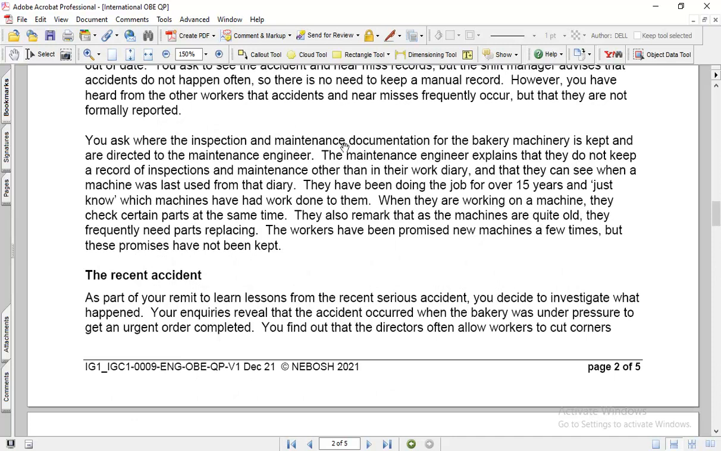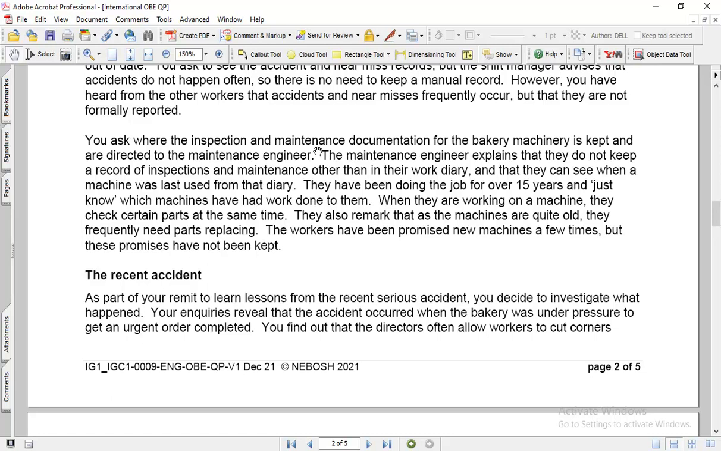You ask where the inspection and maintenance documentation for the bakery machinery is kept and are directed to the maintenance engineer. The maintenance engineer explains that they do not keep a record of inspections and maintenance other than in their work diary, and that they can see when a machine was last used from that diary. They have been doing the job for over 15 years and know which machines have had work done to them. When they are working on a machine, they check certain parts at the same time. They also remark that as machines are quite old, they frequently need parts replacing.